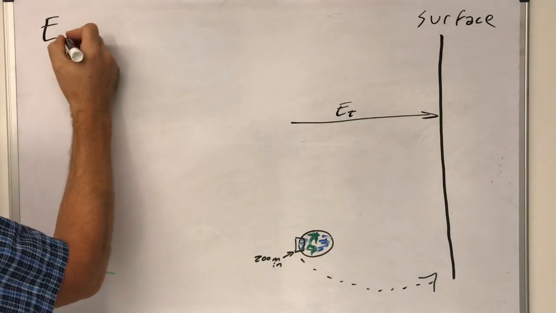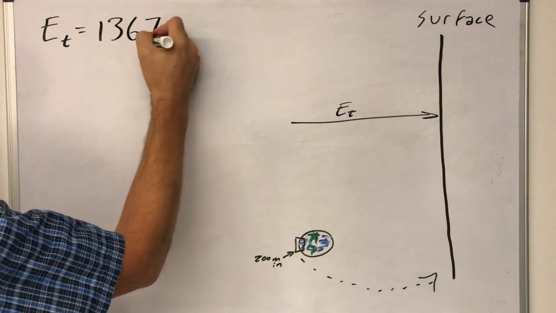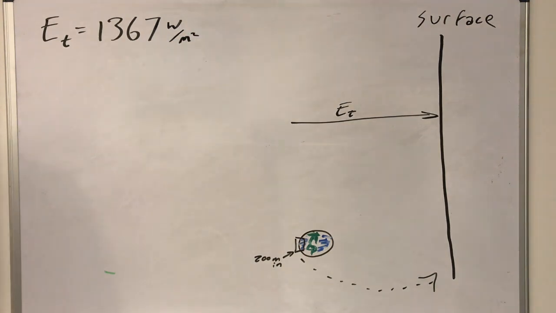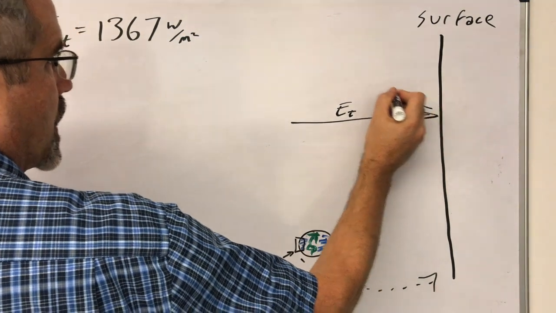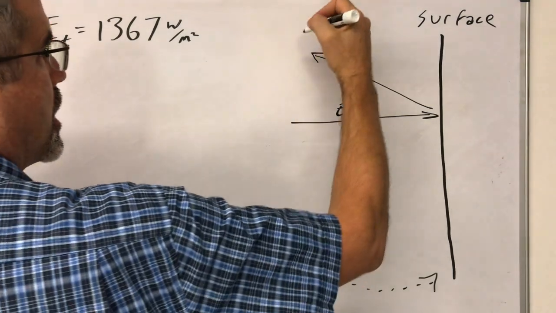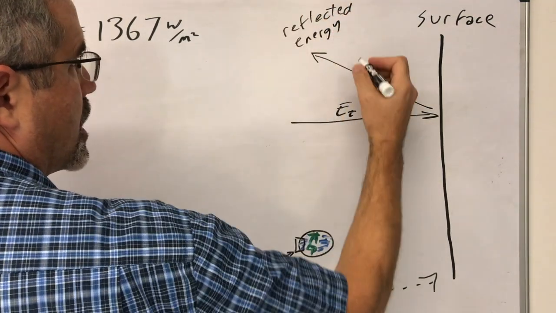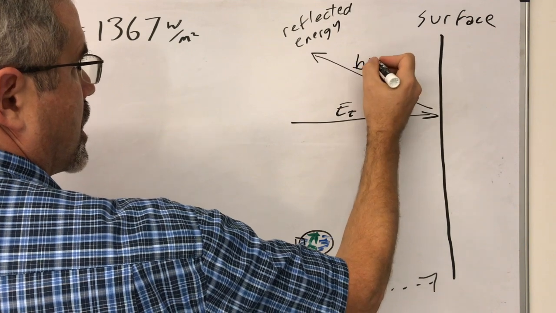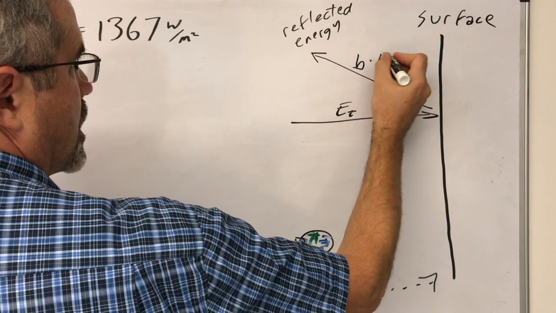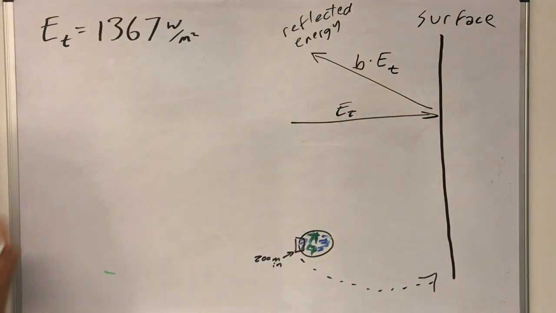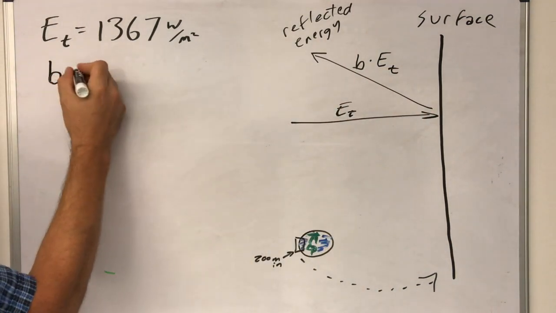If you imagine a picture of Earth, you'll see a lot of white swirling clouds in your mind's eye, blue oceans, green continents. All of that is reflected light. We can measure the albedo of the Earth pretty easily. It turns out to be, on average, 0.3, meaning 30% of the sunlight that hits the planet does not get absorbed. We can write that bounced off energy as B times E sub t, where B is 0.3.